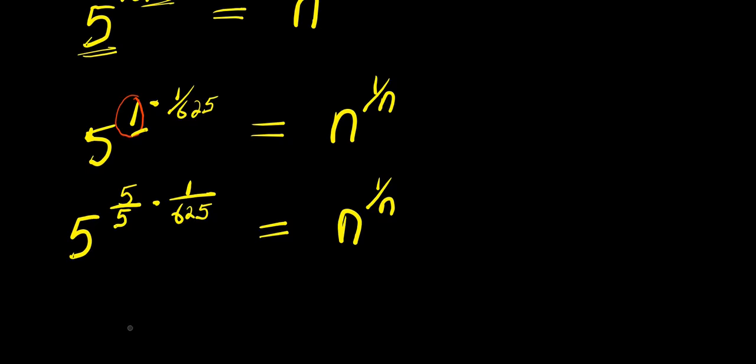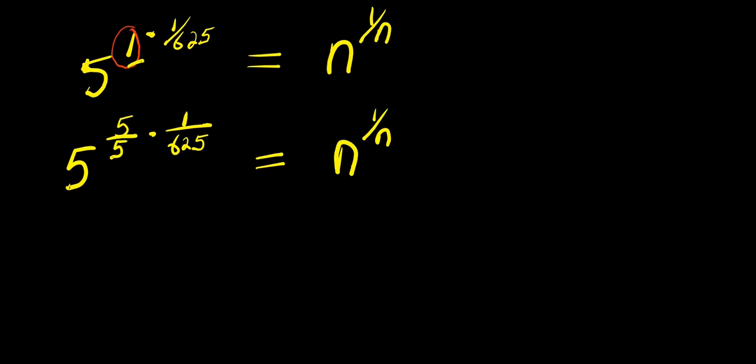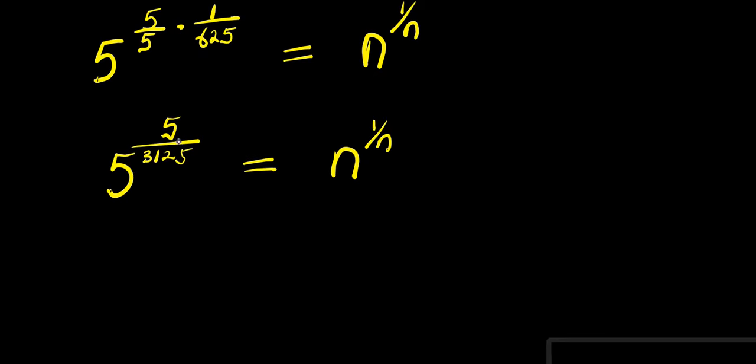So 5 times 1, that is 5. So I will simply have 5 power 5 times 1, that is 5, divided by 5 times 6 to 5, that is 3125. And this equals n power 1 over n. Now I can factor out this 5 from here. I can have 5 power 5 times 1 divided by 3125 equals n power 1 over n.